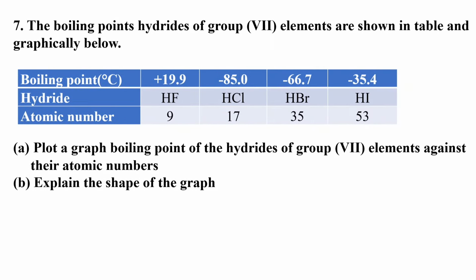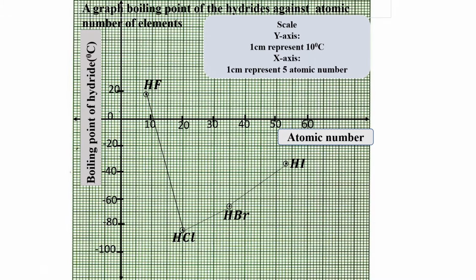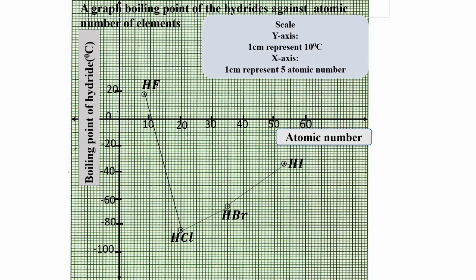Let's dive into number 7 here. We are looking at the boiling points of the hydrides of group 7 elements. So we are required to plot a graph. Let's look at the graph here directly. On plotting the graph, we see that the boiling points decrease from HF, hydrogen fluoride, to hydrogen chloride, then increase from hydrogen chloride to hydrogen iodide here.